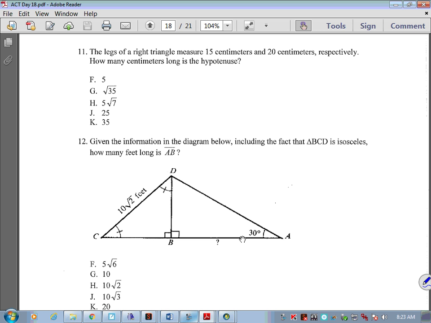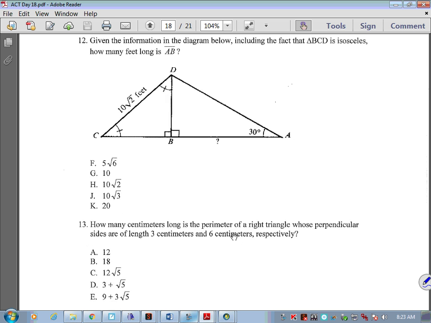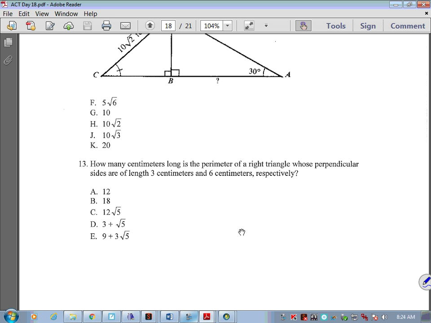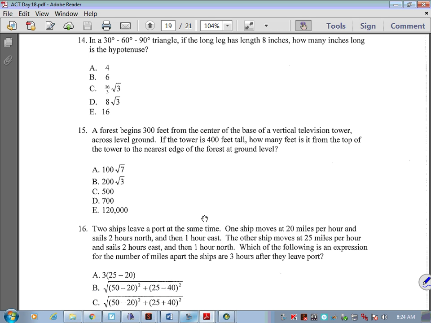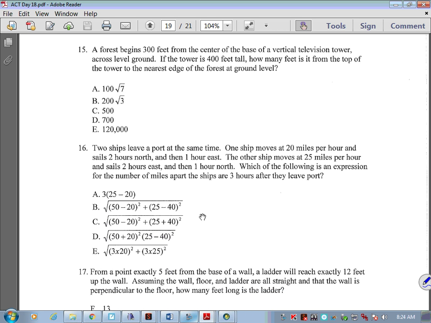11 is J, 25. 12 is J, 10 radical 3. 13 is 9 plus 3 radical 5. 14 is 16 thirds times radical 3, C. 15 is C, 500.